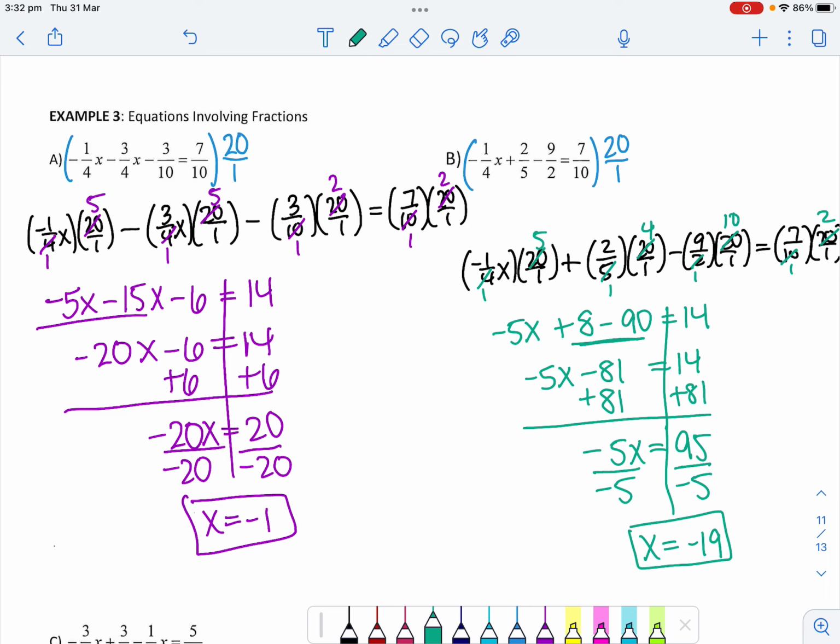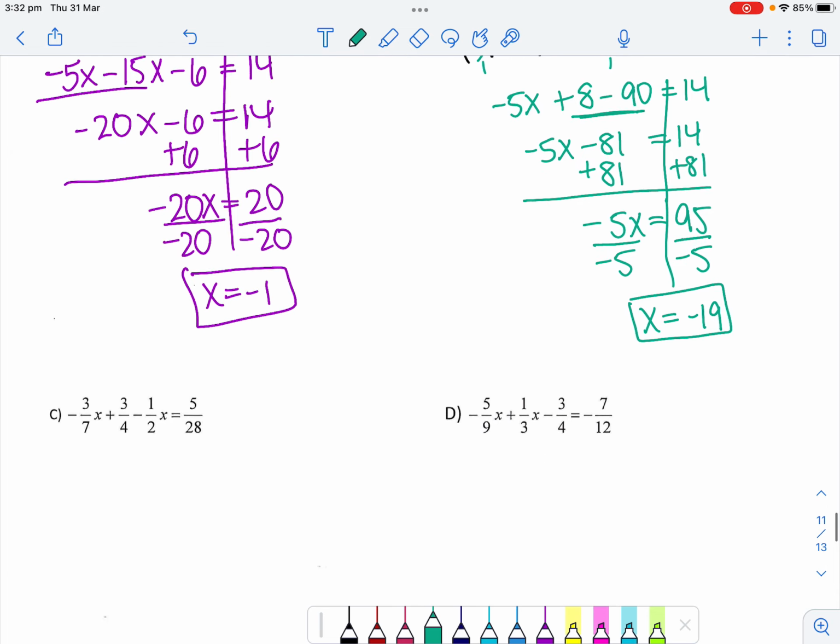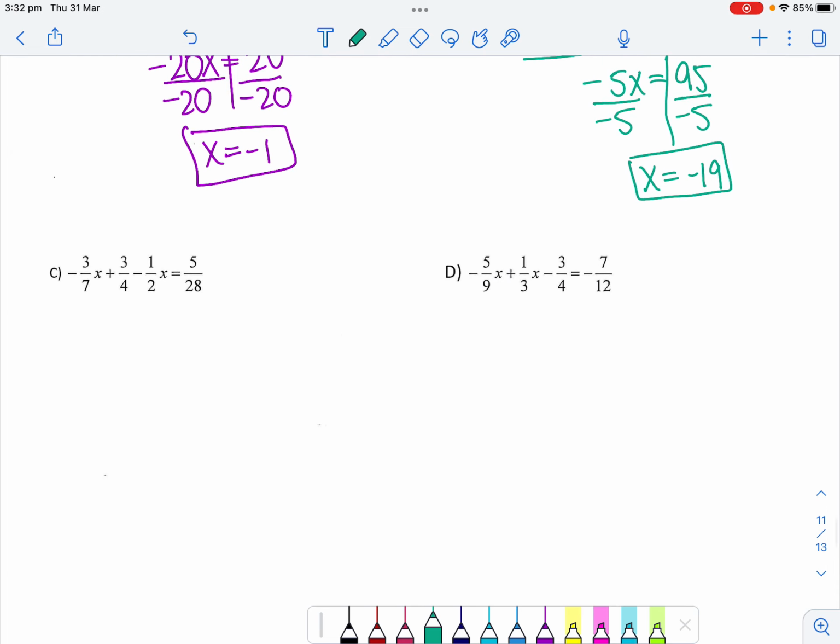Okay, so when you come to these equations that have all of these fractions in them, if I look at these equations, they all have fractions all the way across. I want to clear those fractions first. So when I look down here at part C, I'm going to multiply by 28 over 1 because 28 is going to be compatible with 28. It's also going to be compatible with 2, 4, and 7.